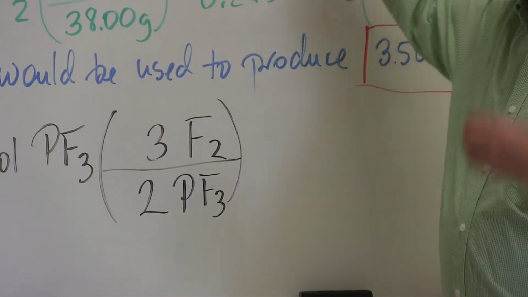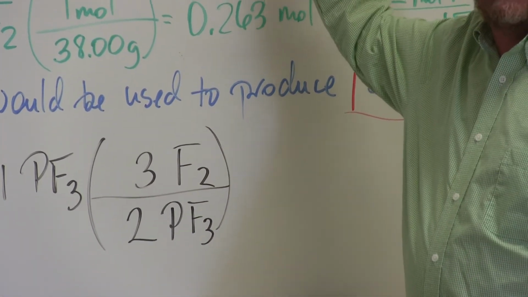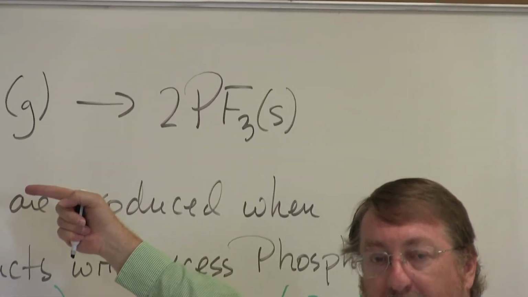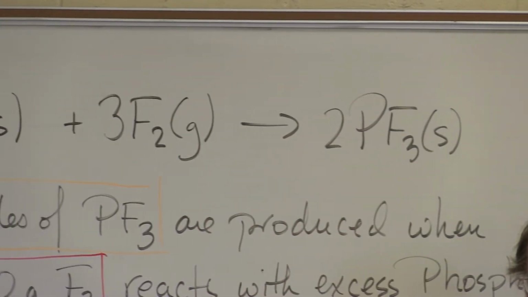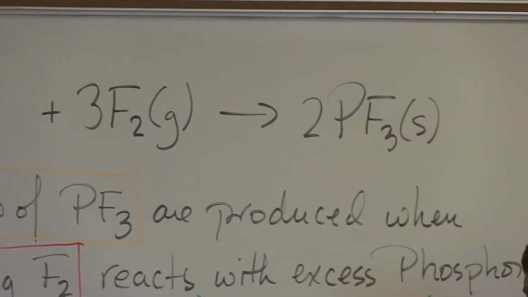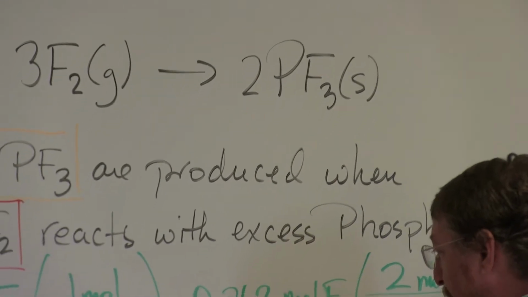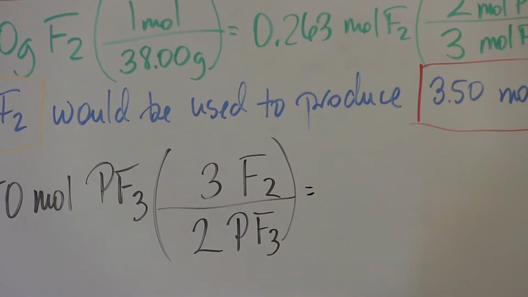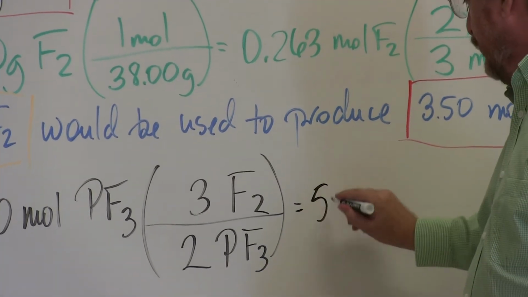We can always work backwards, because I could be in a factory and say I need to produce 2 tons of aspirin. How much of the reactants do I need to buy to make that reaction occur? Very valid calculation in chemistry. All right, now I'm going to go through and I can solve right there, and that will give me the moles. That's 5.25 moles.